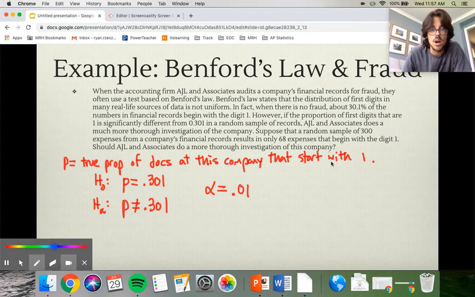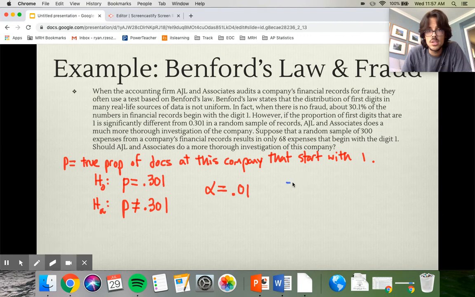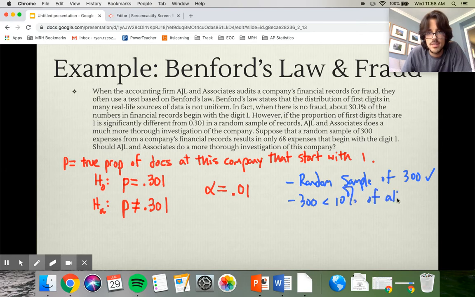Then we're going to check our conditions here. For our conditions, I need to first of all check to make sure it's a random sample. And they say that it is a random sample of 300 documents. So that's good. 300 is definitely less than 10% of all documents at this company. That's reasonable to assume.